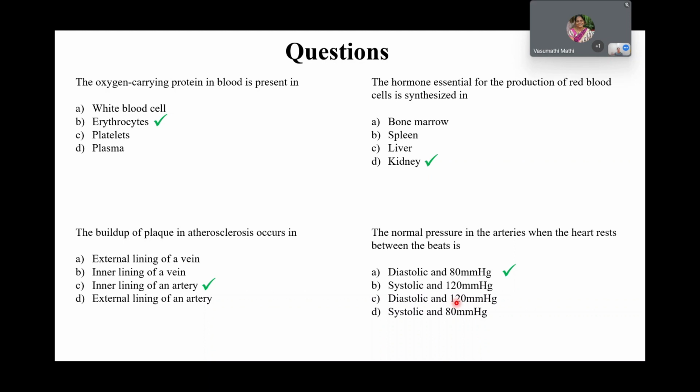Okay. Next is, the cells that activate cytotoxic T cells to kill infected target cells in adaptive immunity. Even though we have not discussed this in this session in detail, we had discussed this previously. So just try to remember what could be the answer here.